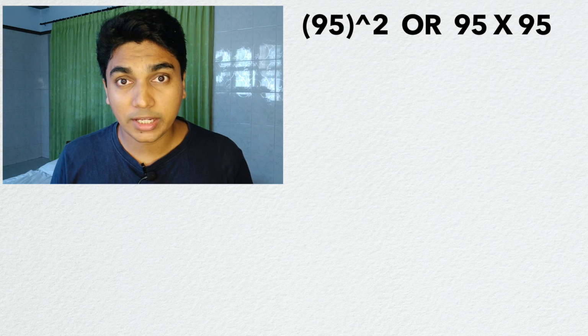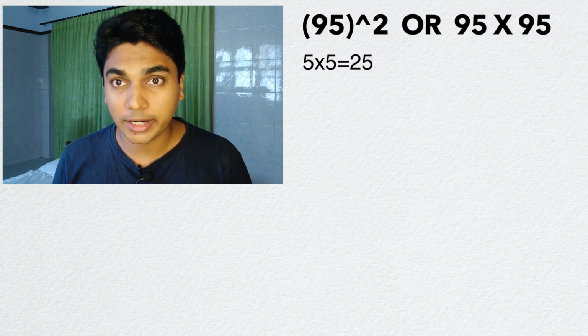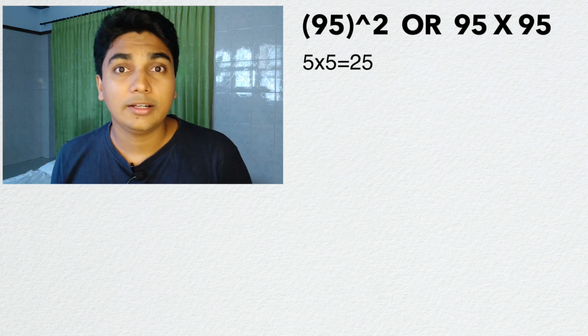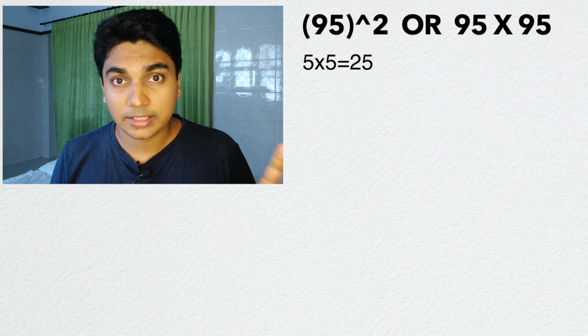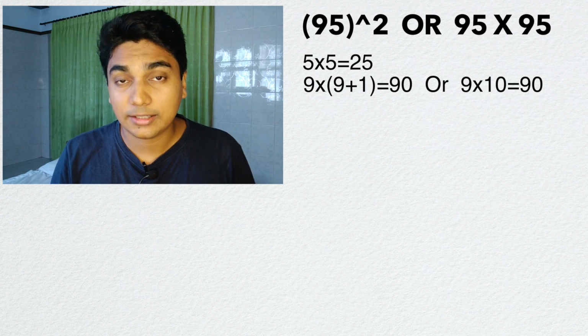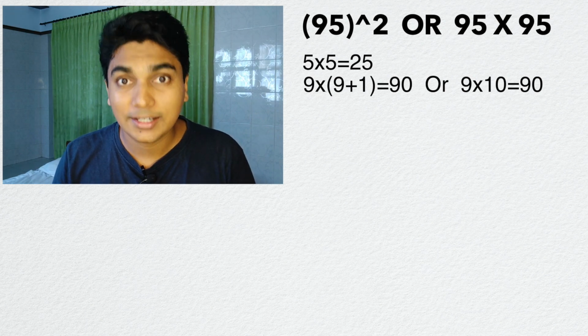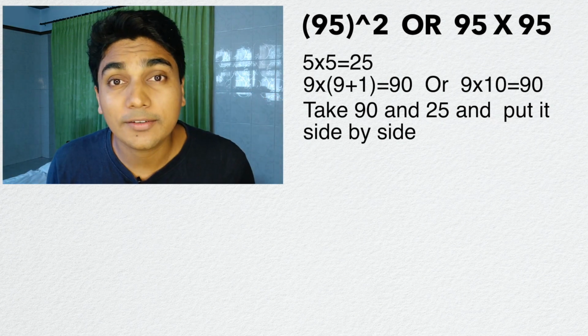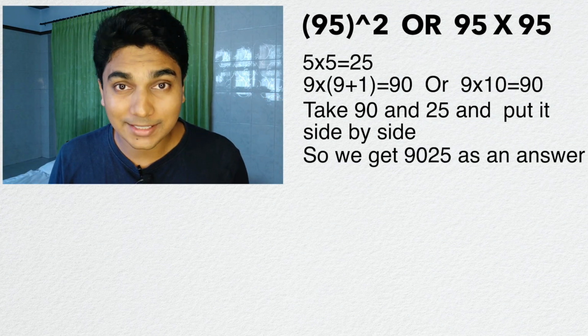Just like I told you earlier, 95 square is 9025, right? How did I do it? Let me explain it to you. First take 5, that is a unit digit number, and square it. 5 square is 25, right? Now let's keep it aside. Now just take the next number, that is 9, and multiply it with the next number, that is 10. 9 tens are 90, right? So let's take 90 and 25 and keep it together. You get 9025. Amazing, isn't it?